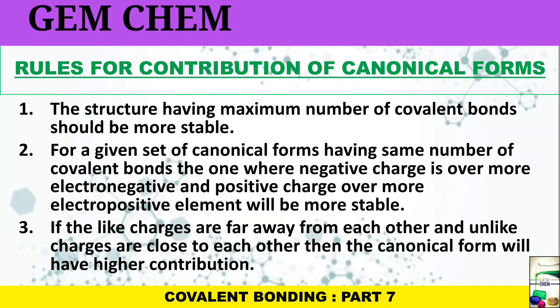What it states simply is that the electronegative atom should contain the negative charge, whereas the electropositive atom should contain the positive charge to be more stable. And the last point states that if the like charges are far away from each other and unlike charges are close to each other, then the canonical form will have higher contribution.